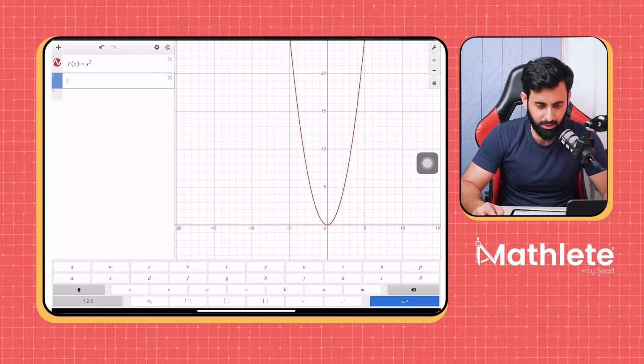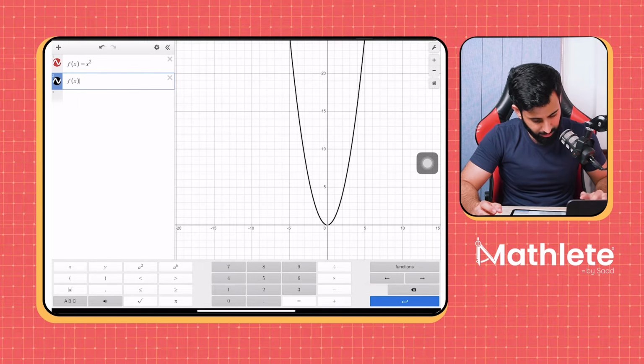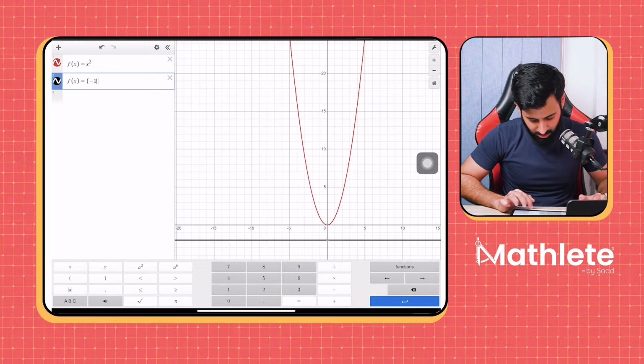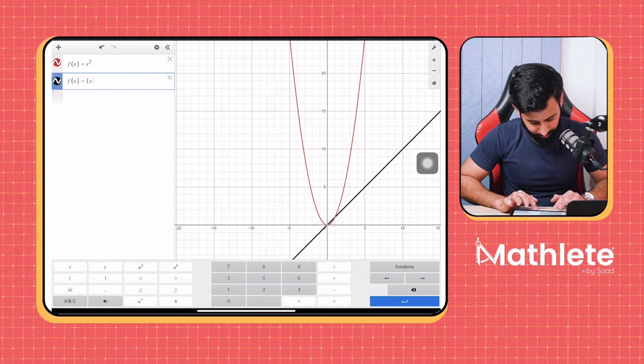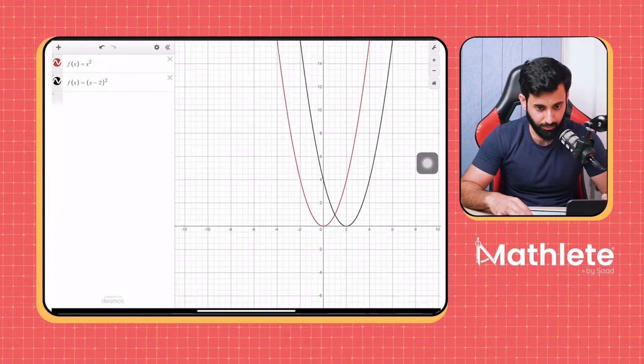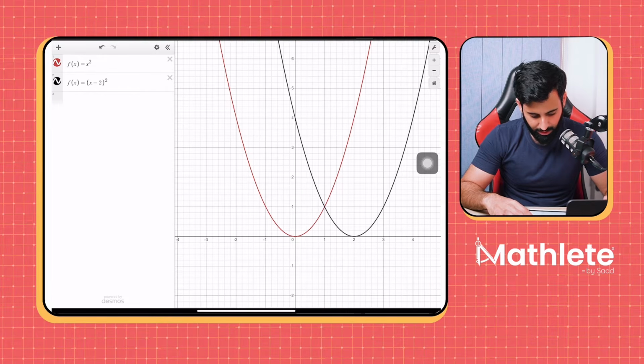Let's start with f of x equals x square. Now let's see what happens if we have f of x equals, in fact let's make a bracket, x minus 2, bracket close, the whole thing square. Now observe the two graphs and tell me what's happened.